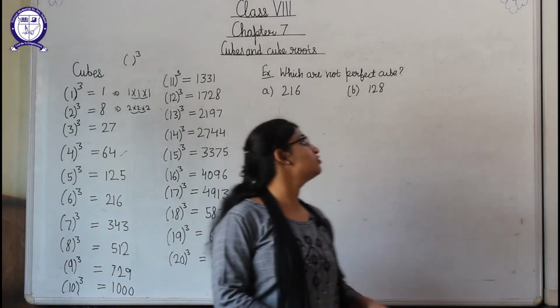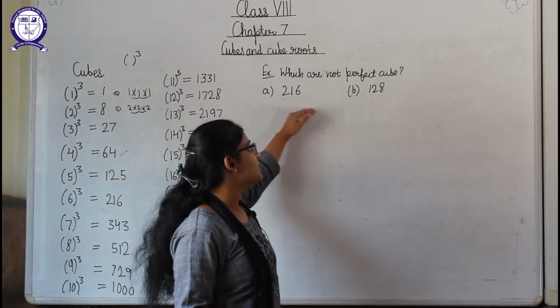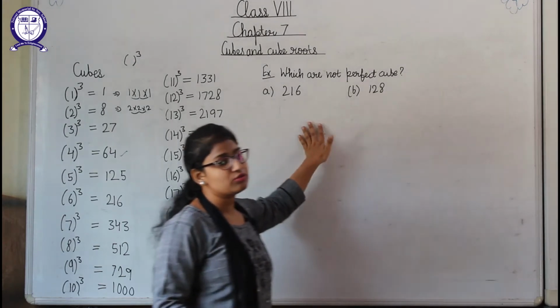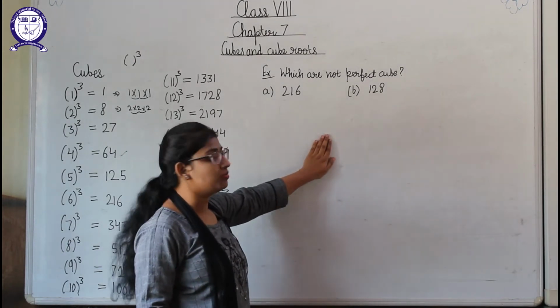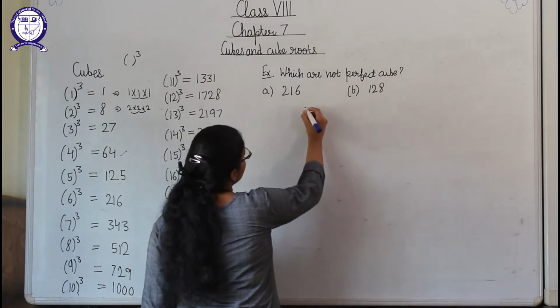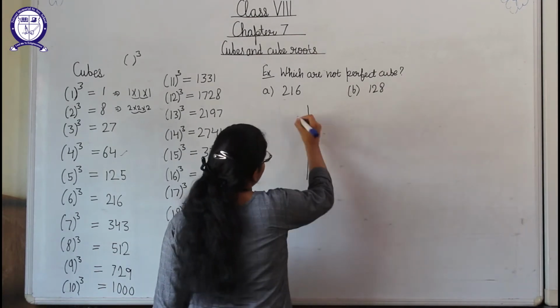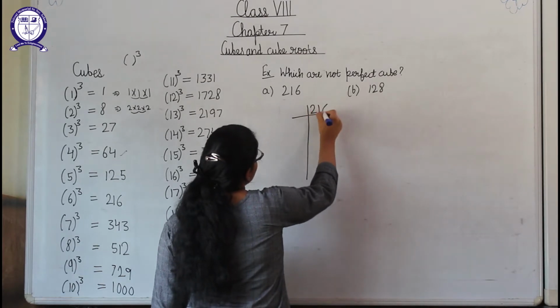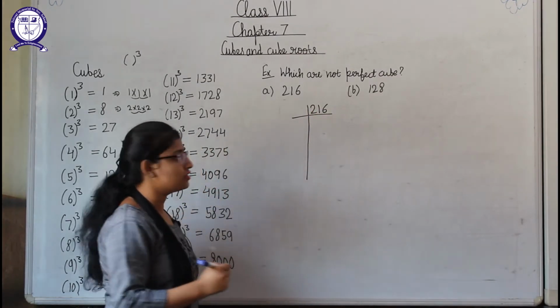So in this we have to check that 216 and 128, from these two, which are not perfect cubes. And to check for the perfect cube, students, what we will do, first of all we will do the prime factorization of the number. Here 216 is given to us, we will do the prime factors of it.